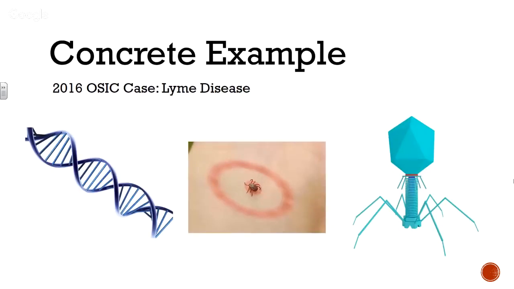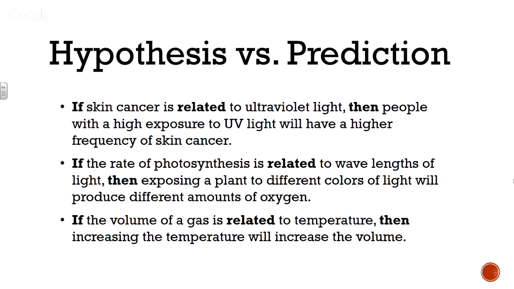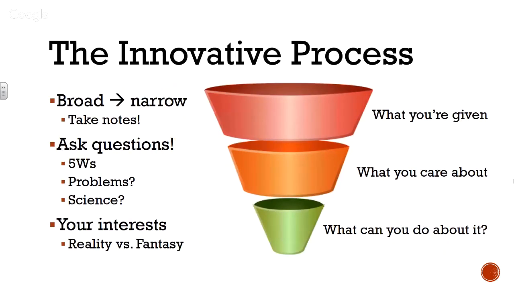So to give you guys a concrete example, I was actually a competitor in the 2016 OSIC competition. That year was Lyme disease. That was our case, right? So if we follow our same procedure as starting with the innovative process, right? They give me all the symptoms. They're like, okay, well, you might have a target rash, you might have a sudden fever. There's this thing called post-treatment Lyme disease syndrome, right? Where you have recurring symptoms after you get treated.